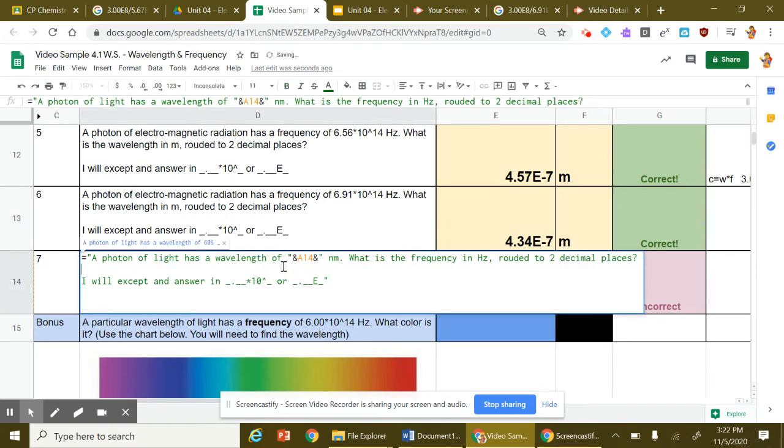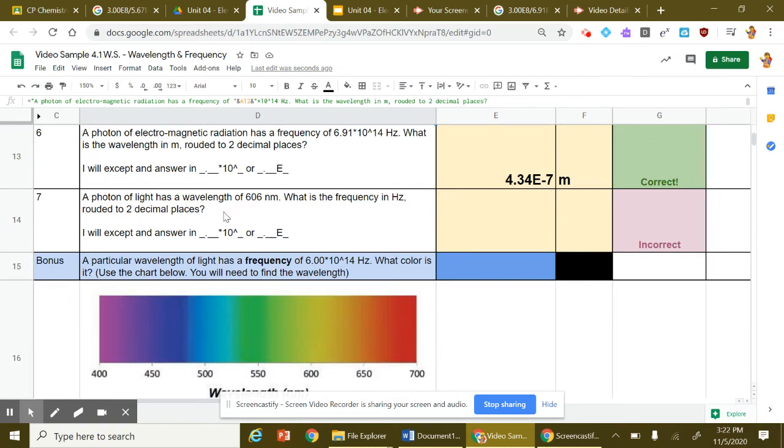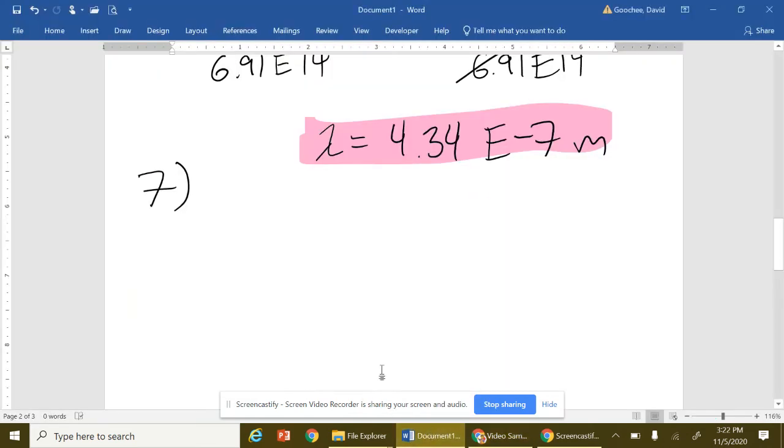So listen, folks, listen. For this, in order to use the wavelength frequency equation, you need to have the wavelength in meters. So our first step is going to be to convert 606 nanometers into meters. That's going to be the first part. All right, so part 1, convert nanometers into meters.